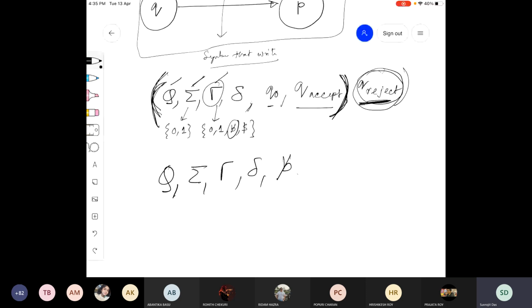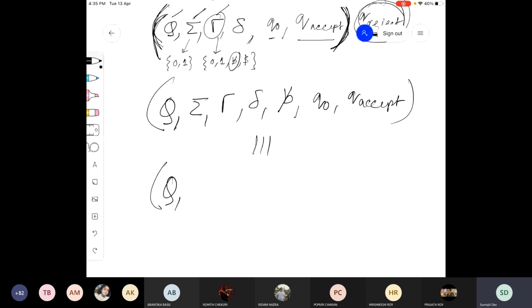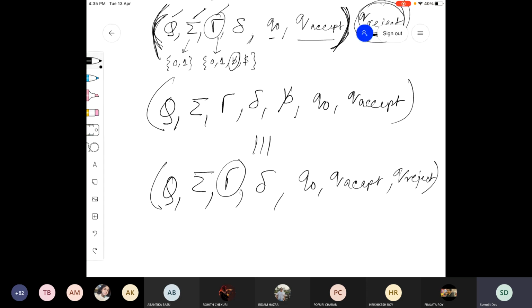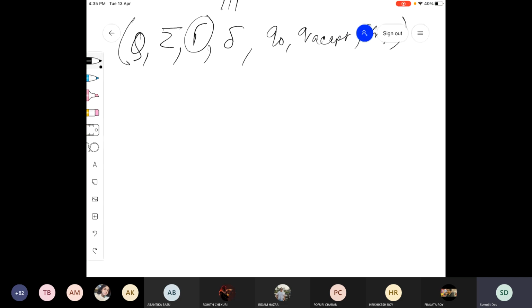They prefer to keep blank a special symbol. They want to give it a special place in this tuple definition, and they say that okay, this may be one definition you can find in one book, and you may find in some other book like this: Q, sigma, tau, delta. Since tau contains blank, I'm not writing blank. Q0, q accept, and q reject. It doesn't matter. I will show you.